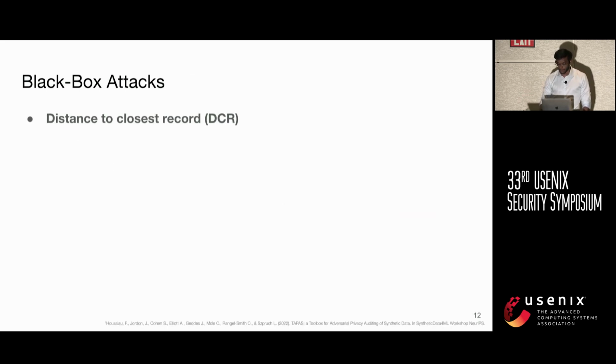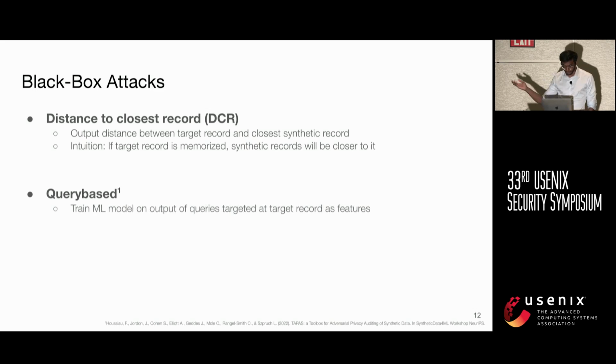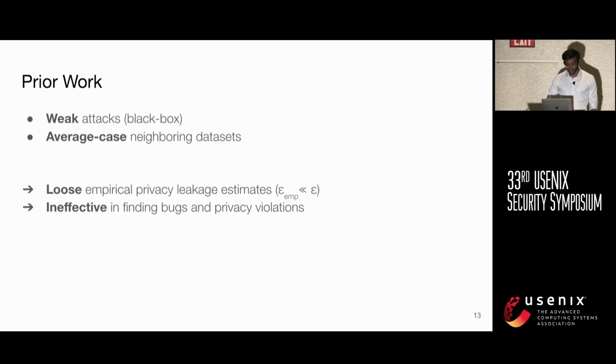There were 2 main prior black box attacks that were used in practice to estimate the privacy leakage. One of them is the distance to closest record metric, which is built on the intuition that if the synthetic data overfits on the original data, then the synthetic records are going to be close to the original records. There are also more recent attacks developed by Jose et al., which are based on the shadow modeling intuition, where they extract features from the synthetic data and train a meta classifier on top of this.